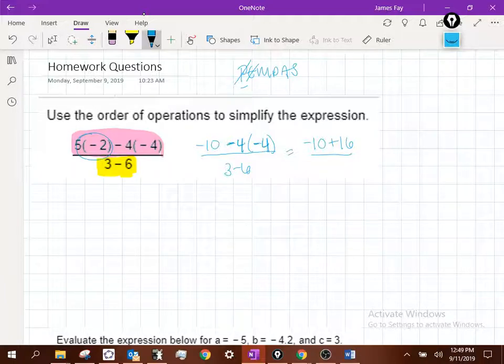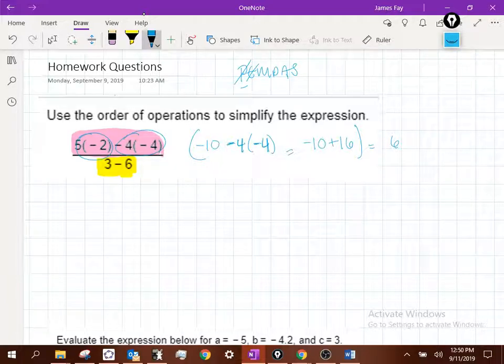Some of you might jump straight from this step here, and you might do that multiplication at the same time that you do the 5 times negative 2. So you might say negative 10 plus 16 right away. And that's fine if you do that. That means you've got a pretty good understanding of what your order of operations are telling you you're allowed to do. But now you would rewrite that as what? 6. Okay? So that's the top. We now know the top evaluates out to give me 6.